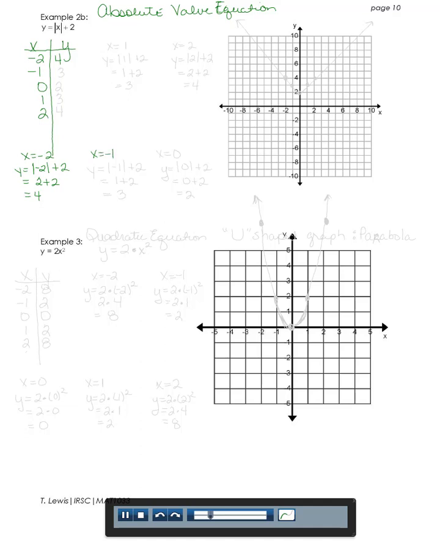When x is -1, y is equal to the absolute value of -1 plus 2, and the absolute value of -1 is 1. You have 3. When x is 0, y is equal to the absolute value of 0 plus 2. The absolute value of 0 is 0. 0 plus 2 is 2.